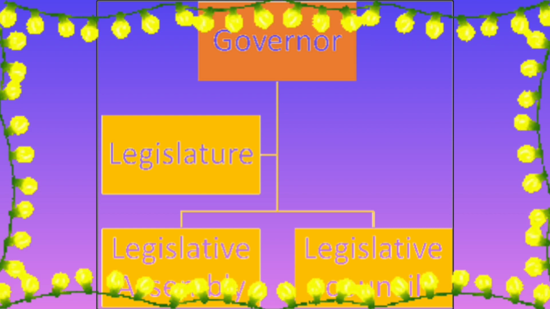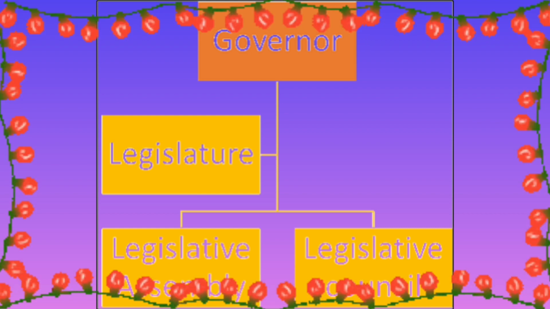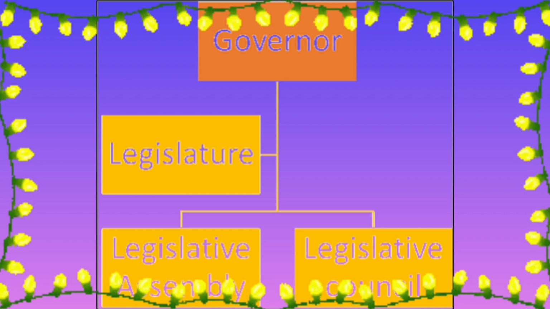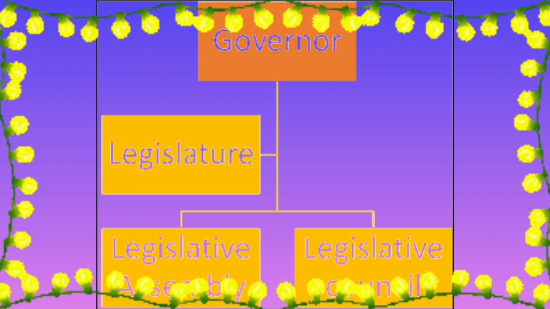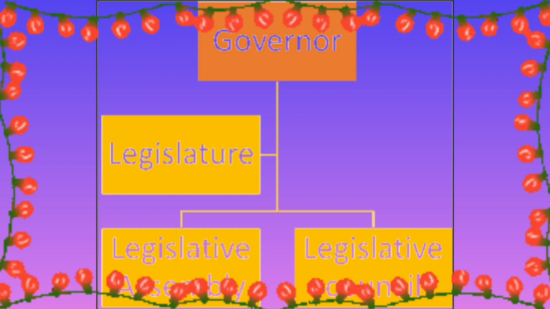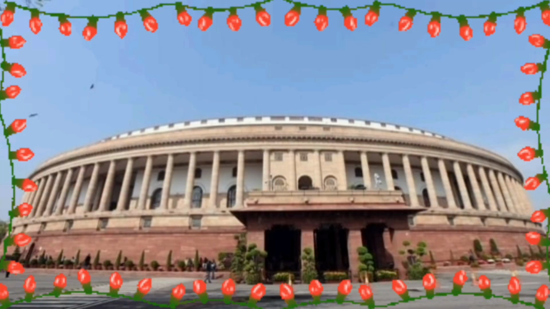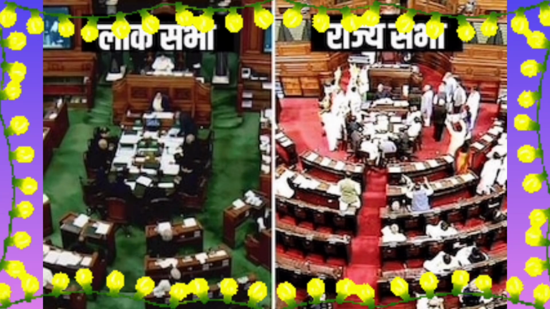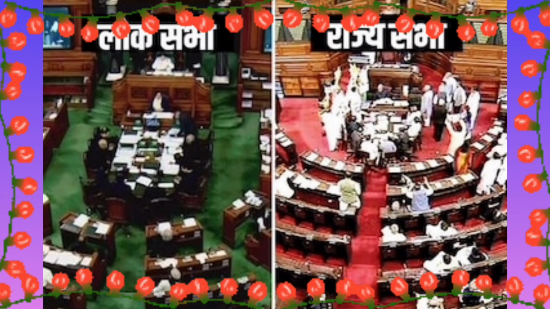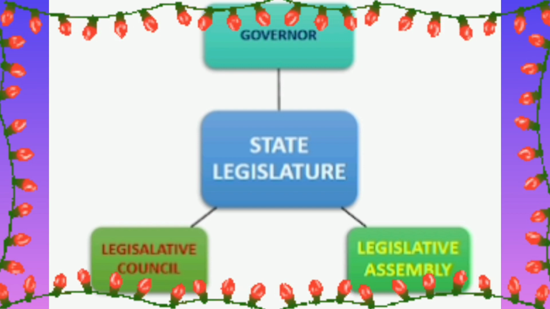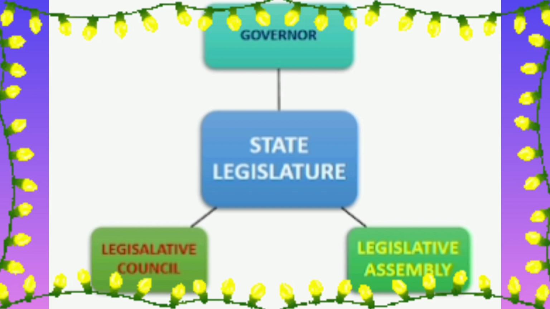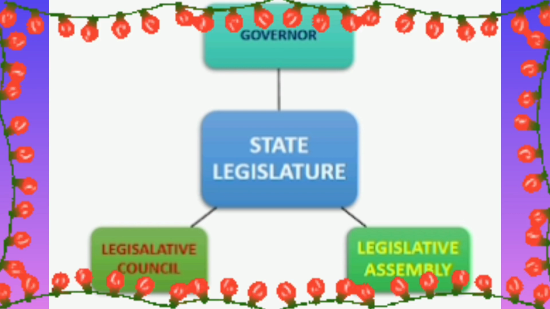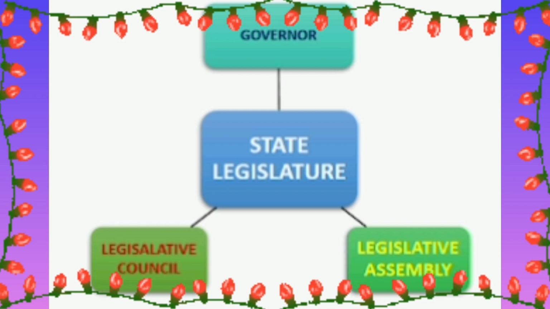Let us begin with the composition of the state legislature. Composition means what the state legislature comprises of or what it is made up of. The state legislature is similar to the parliament. Just as the parliament has got the Lok Sabha and the Rajya Sabha, in many states also we have two houses of the state legislature. They are the Vidhan Sabha and the Vidhan Parishad.